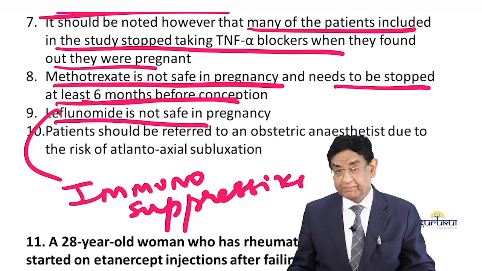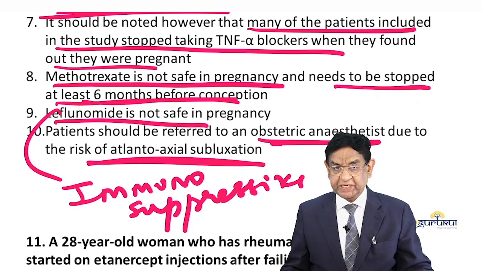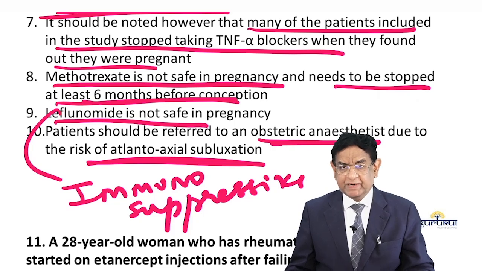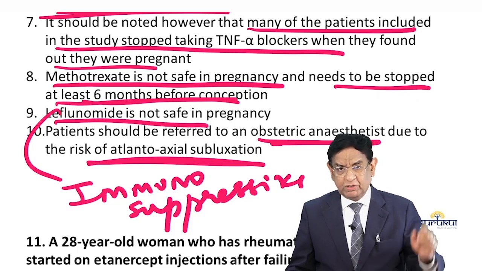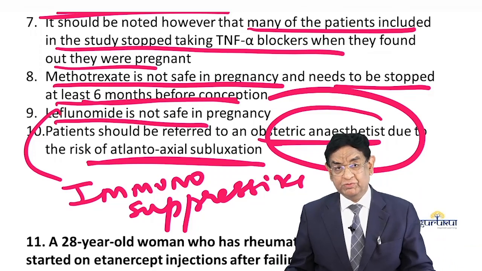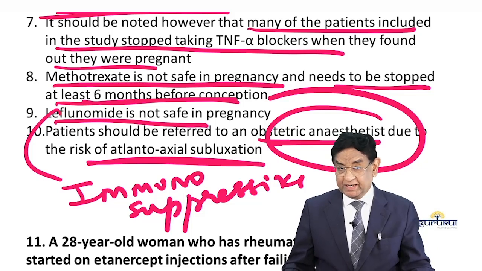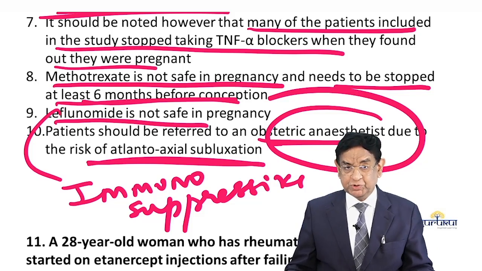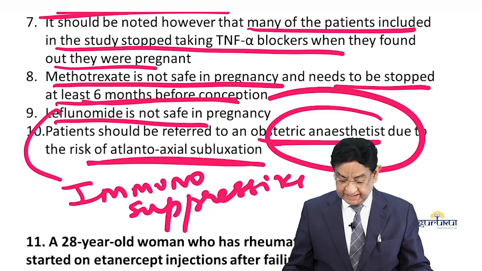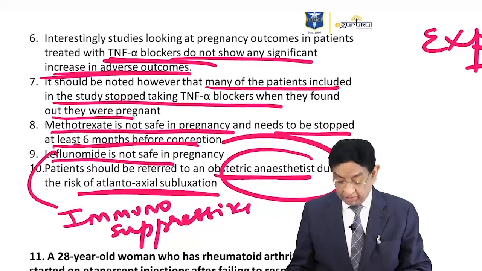And one more thing, patients should be referred to the obstetric anesthetist due to what? Atlantoaxial subluxation. NICE guidelines very clearly say that every patient should be seen not only by the obstetrician, not only by the physician, even the anesthetist should see her. This is not known to most students. Why? They want to rule out any atlantoaxial joint involvement, and whether the patient should be given general anesthesia or not can be decided only when the patient has been seen by the anesthetist. So friends, beautiful question, lovely information you got on this question.